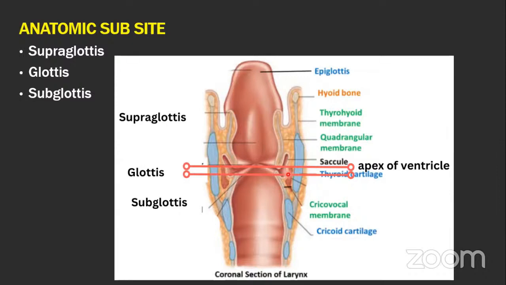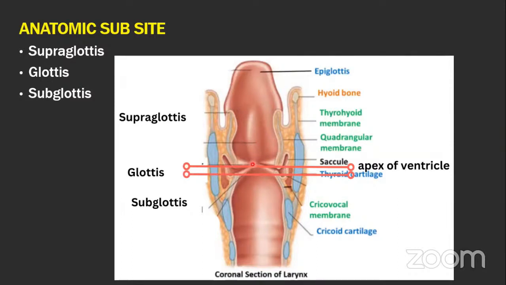So supraglottis is the area above the first line. Glottis is the area between the 2 lines and subglottis is the area below the second line. And what all things are there in the supraglottis? From here you can see that one is the epiglottis, another is the aryepiglottic fold, then the arytenoid and the ventricular bands. And the glottis is constituted by the true vocal cords with an anterior commissure anteriorly and a posterior commissure posteriorly. And subglottis is the area below the glottis.